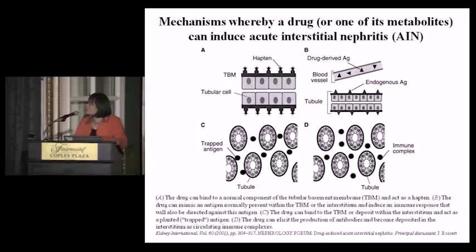Okay. Now, what are the mechanisms by which drugs cause AIN? There are four possibilities. One is that drugs may serve as a hapten that binds the tubular basement membrane, or a drug can mimic an antigen, which induces an immune response to that specific antigen. A drug can also bind to the tubular basement membrane and subsequently be trapped in the interstitial area, or a drug can form an immune complex in the circulation and subsequently deposit in the interstitial space.